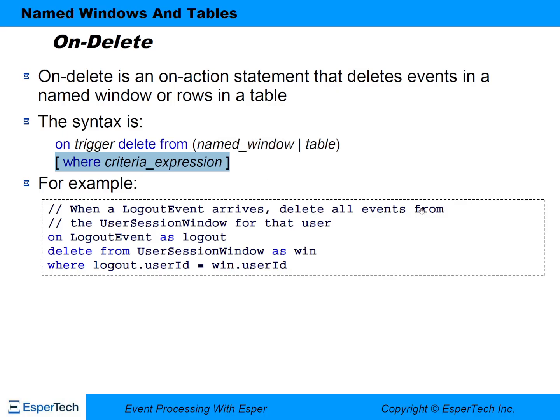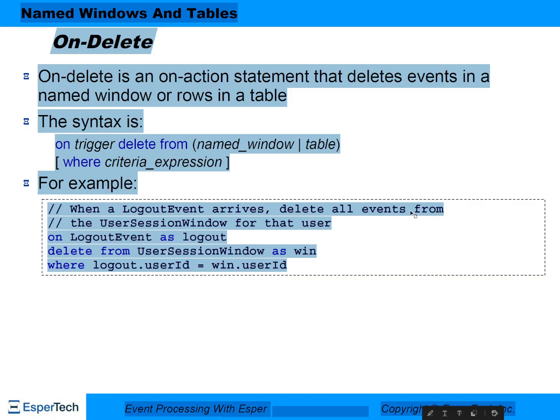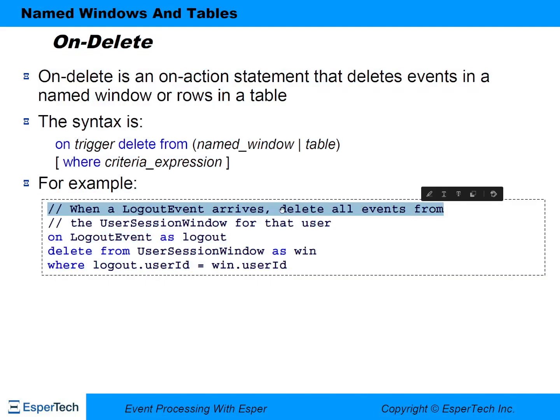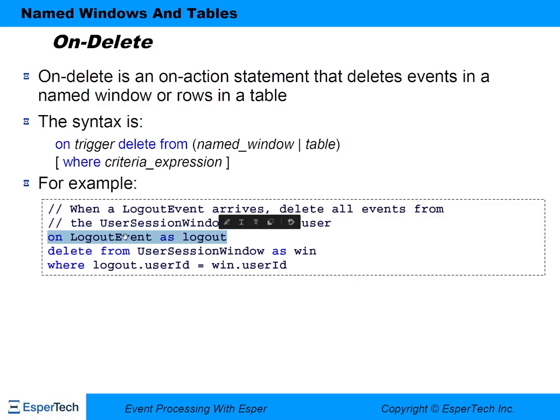For example, when a logout event arrives, delete all events from the user session window for that user. On logout event as logout. Delete from user session window as win. Where logout.userid equals win.userid.